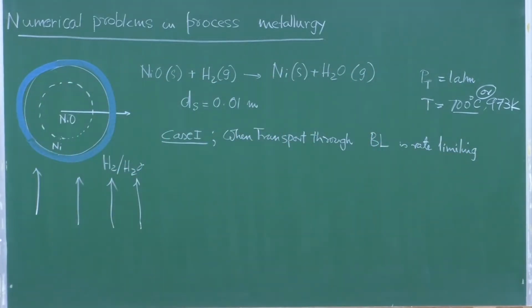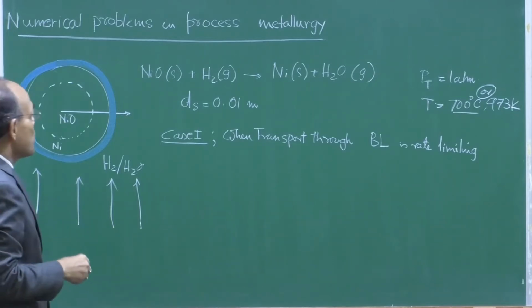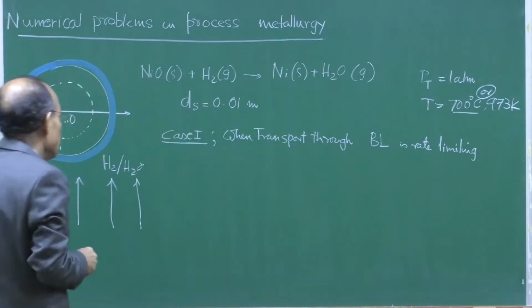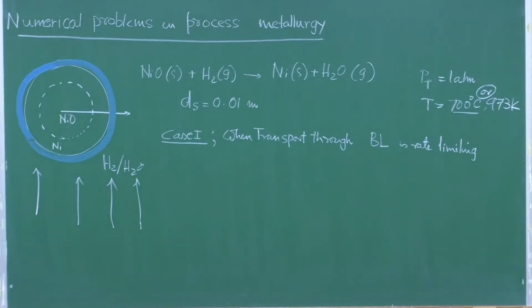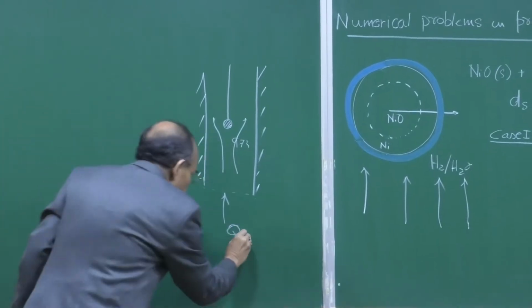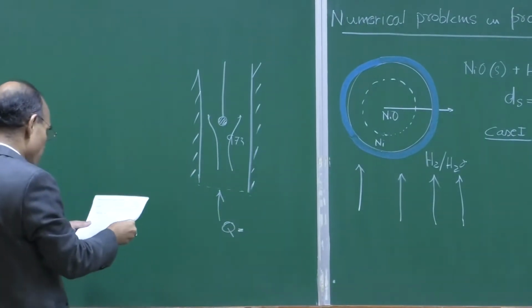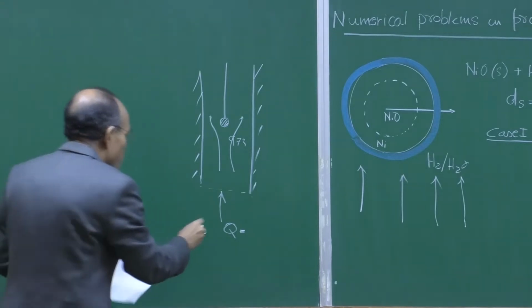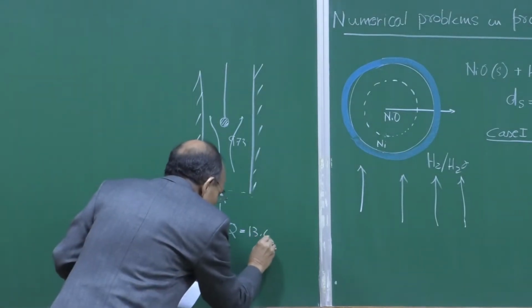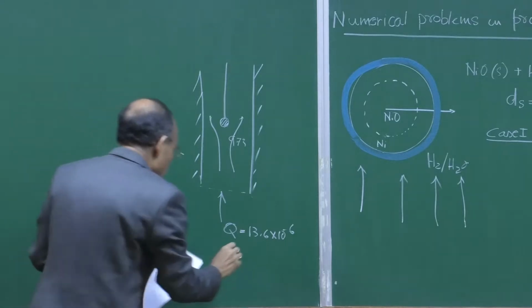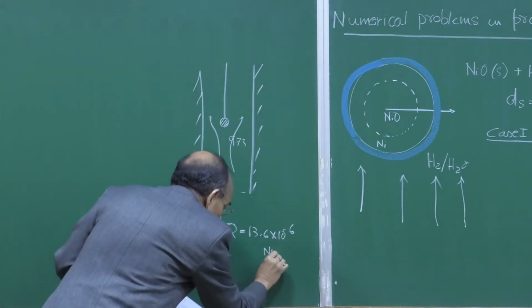Now let us give some data before we solve the problem. Some data has already been given. It is said that the gas flow rate Q of the mixture is given, and the value of this is 13.6 into 10 to the power minus 6 normal meter cube per second.